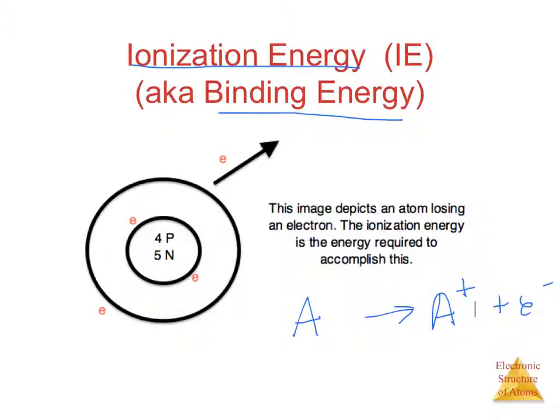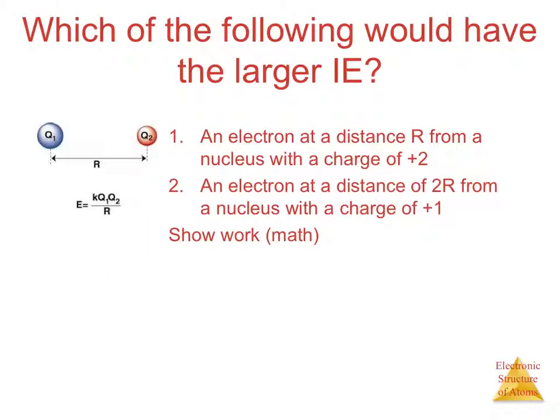Even if we say things like sodium wants to lose an electron, in fact, it still does take some energy. So the ionization energy is the energy required to remove an electron. That's the energy we're talking about. Okay, so let's think about this. Which of the following would have the larger ionization energy? Take a minute and think about it, but take your pencil out and jot down mathematically how you could figure this out.